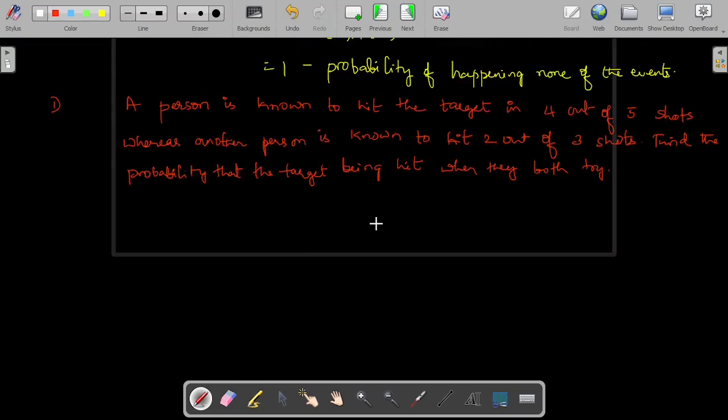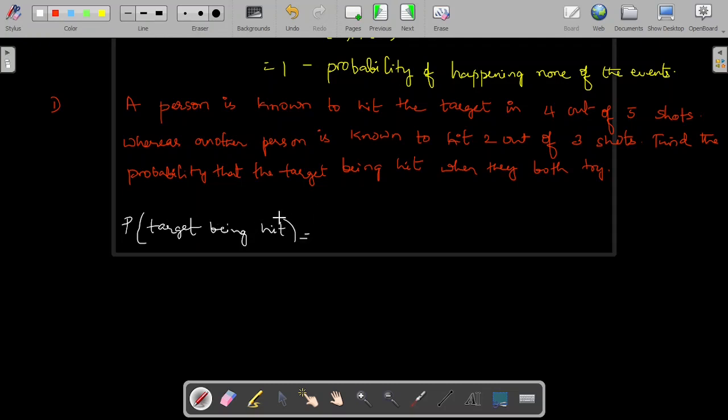See one example for this. A person is known to hit the target in 4 out of 5 shots, whereas another person is known to hit 2 out of 3 shots. Find the probability that the target is hit when they both try. We have to find out the probability of the target being hit.